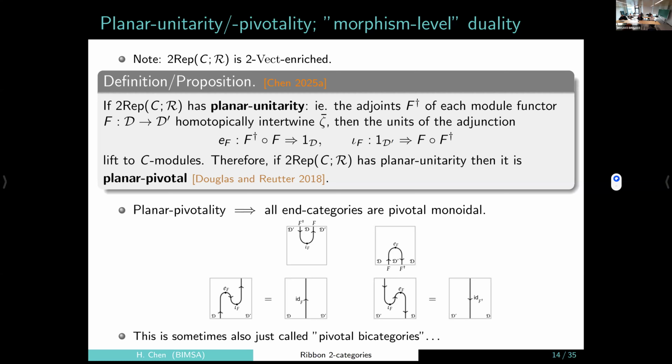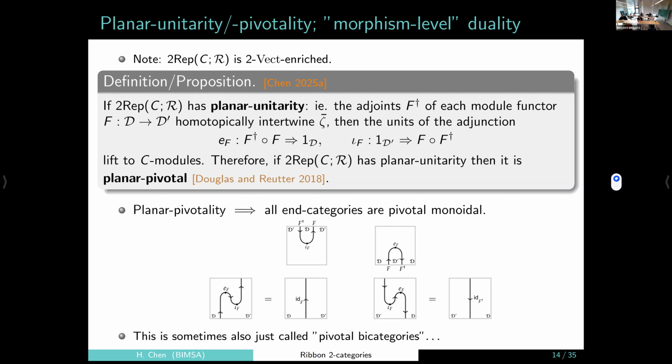And the answer is I need the adjoints, because now the adjoints homotopically intertwine the action, the C action. And the condition is that the adjoints have to homotopically intertwine the dagger of C. That's essentially the idea: with this condition, I have what's called planar pivotality. So planar pivotality allows me to perform this graphical calculus, but only at the level of Hopf categories, and only at the level of 1-morphisms and 2-morphisms.